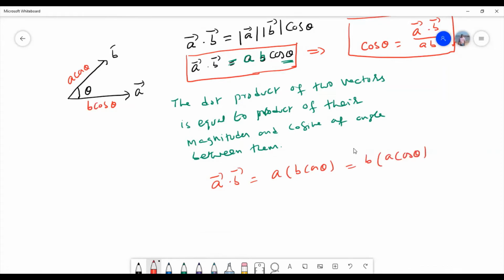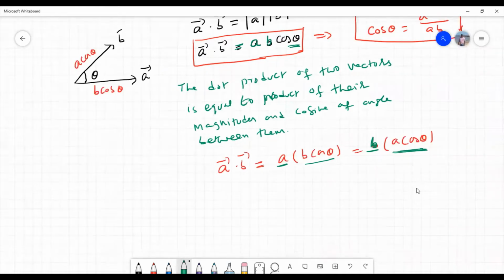So dot product also can be defined as the product of magnitude of one vector and the component of other vector in its direction. See, A multiplied by B. What is B cos theta here? B cos theta is the component of B bar along A bar. See the same definition. It is the product of magnitude of one vector and the component of other vector in its direction. So dot product can be defined either as I defined above or this also we can define.